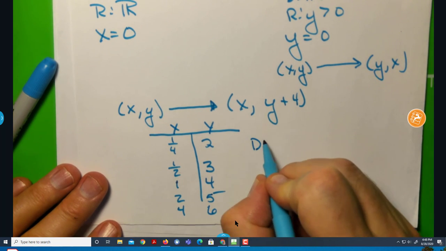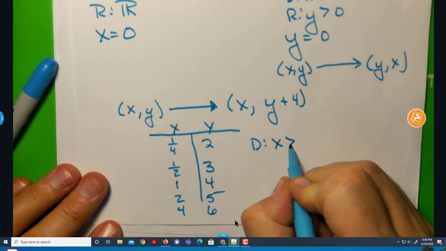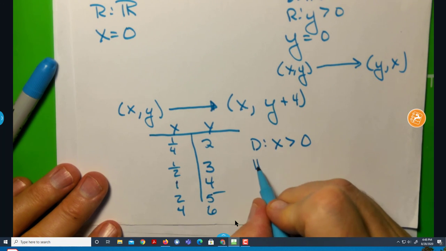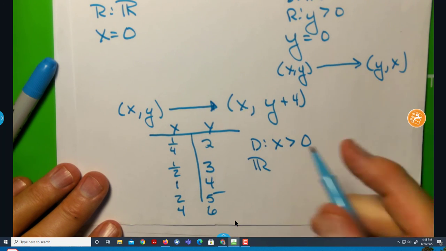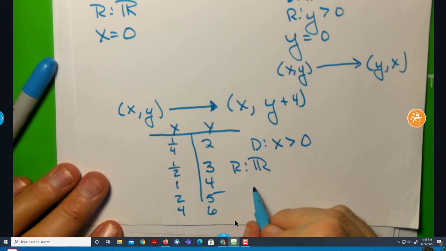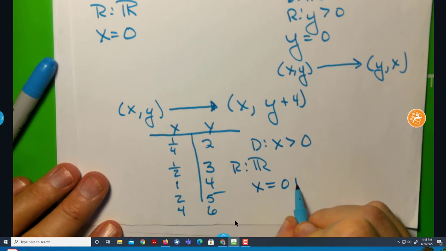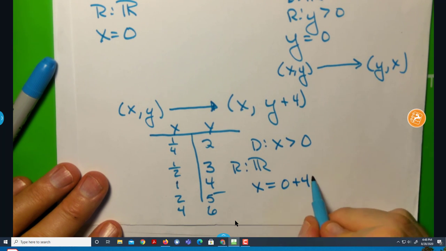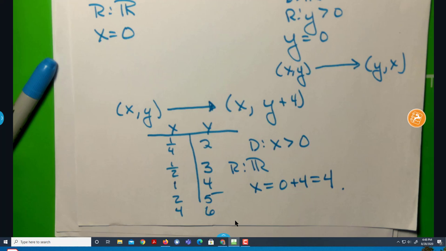My domain. Oh, look, x's are left alone. My range. Well, if I add 4 to any real number, it's still a real number, so it's still all reals. My vertical line, I have to add 4 to it, so it's x equals 4. Boom. It's done.